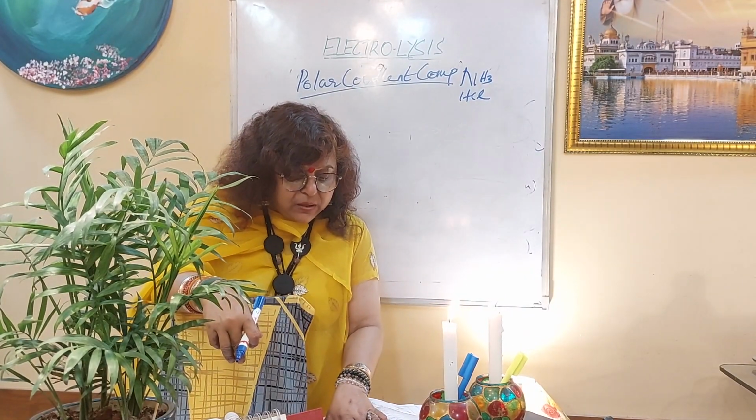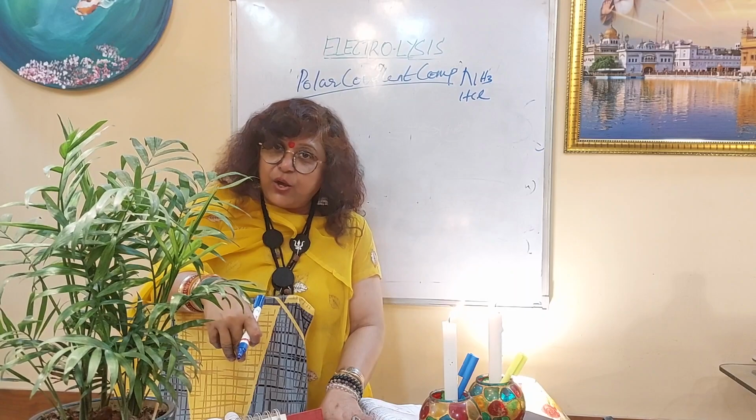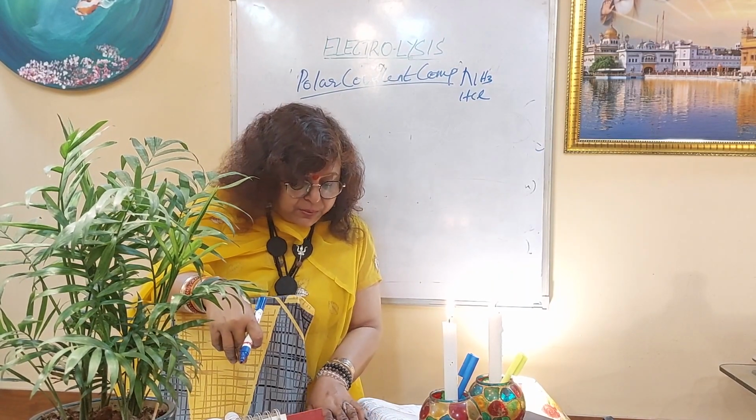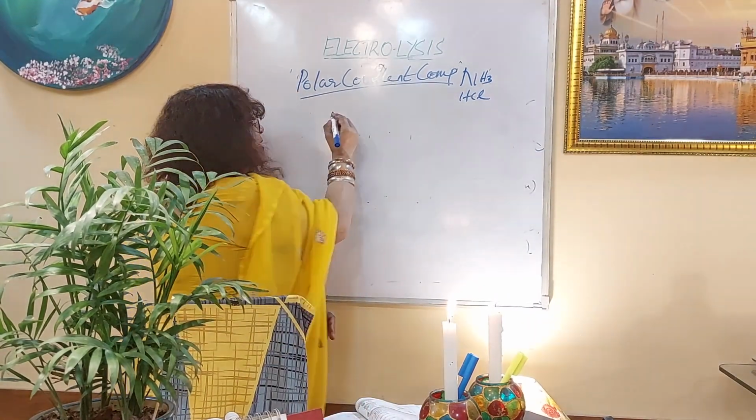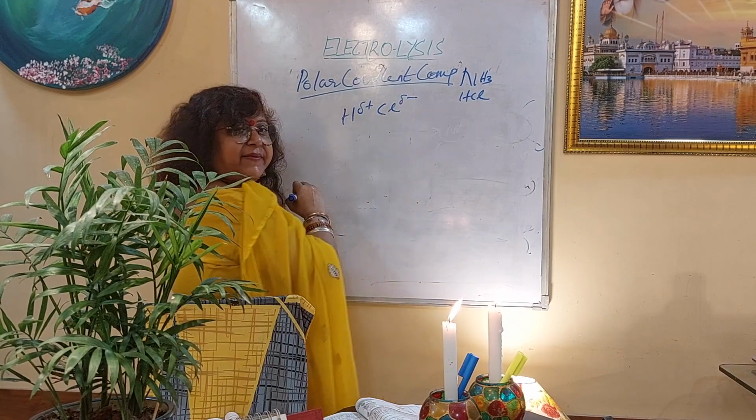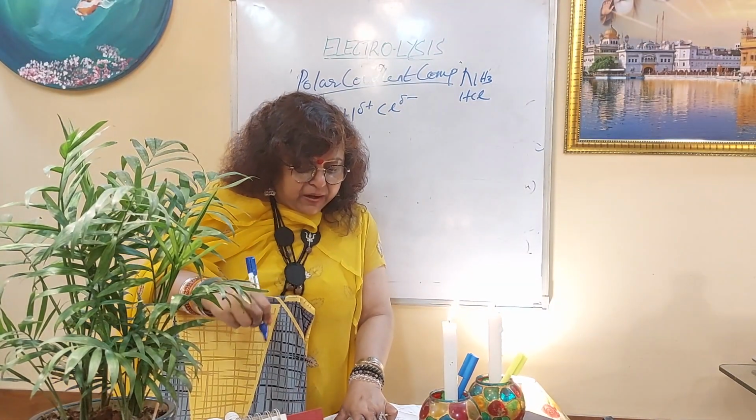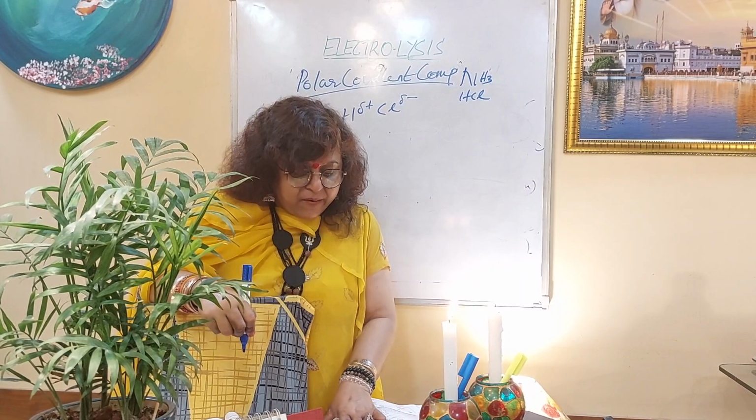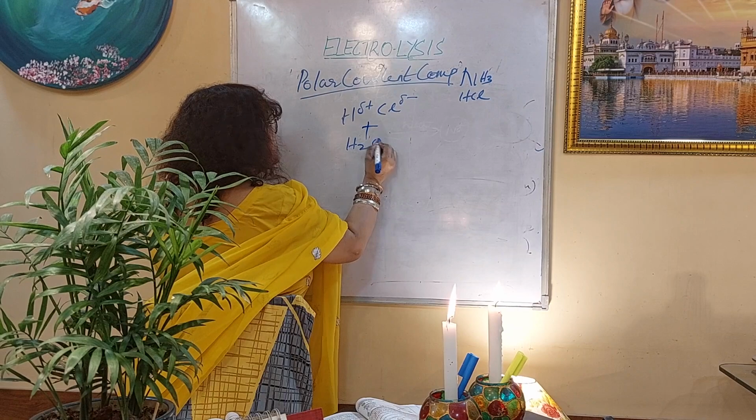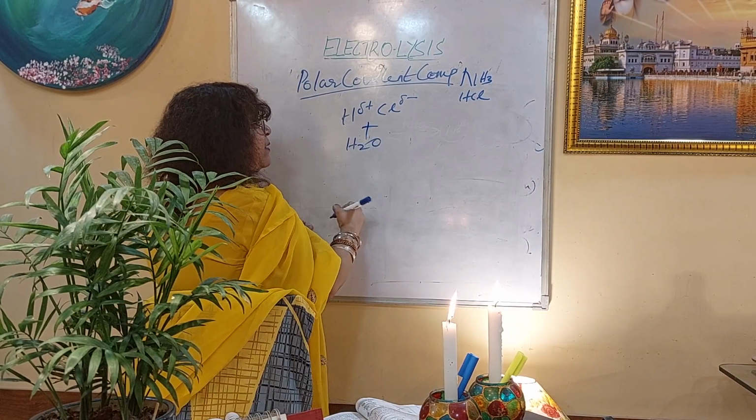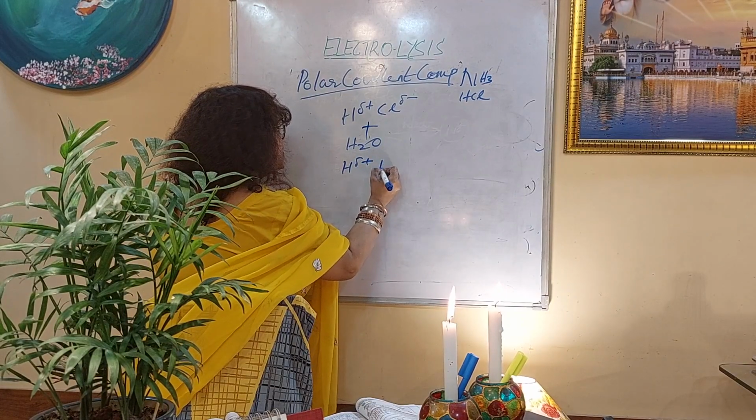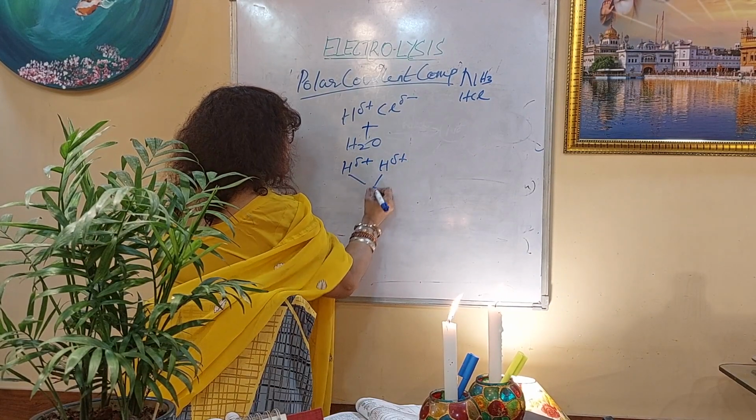Hydrogen chloride is, however, polar in nature. It shows charge distribution in the molecule. HCl will be H plus and Cl minus, a distribution of charges. Hydrogen chloride, polar. And then when water is added, and water is, as you know, H plus and O.